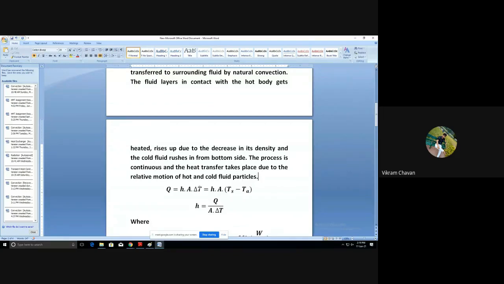If we put this statement in equation format, we can write Q equals h multiplied by A multiplied by delta T, where h is the proportionality constant, A is the surface area available for heat transfer, and delta T is the temperature difference between the surface and surrounding. Delta T is elaborated as Ts minus Ta, where Ts is the average surface temperature and Ta is the ambient air temperature.